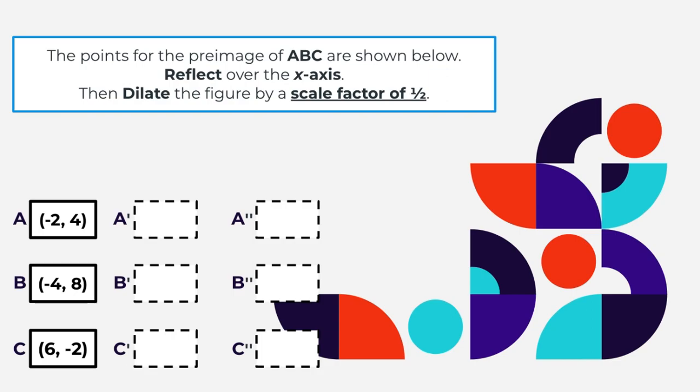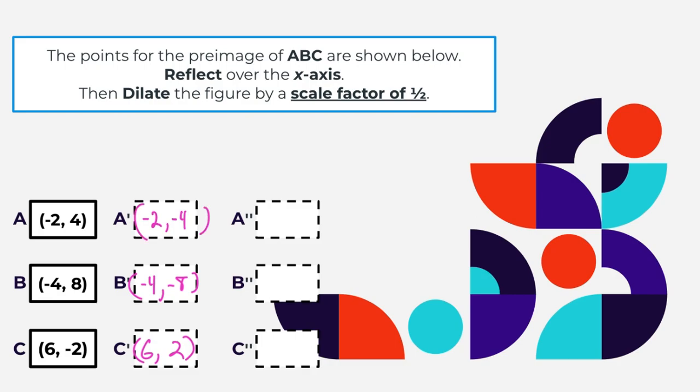So if we're going to be reflecting over the x-axis, we know that what's going to change is the y is going to become the opposite. So in this case, I've got negative 2, and the opposite of positive 4 is going to be negative 4. Negative 4 is going to stay the same. The opposite of 8 is going to be negative 8. 6 is going to stay the same. The opposite of negative 2 is positive 2. So we were able to get all of our A prime, B prime, C prime points.